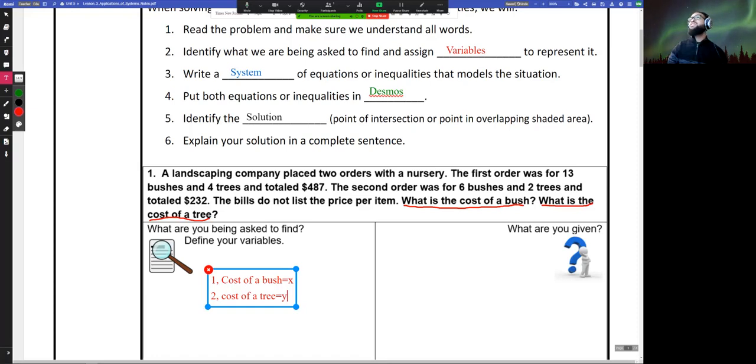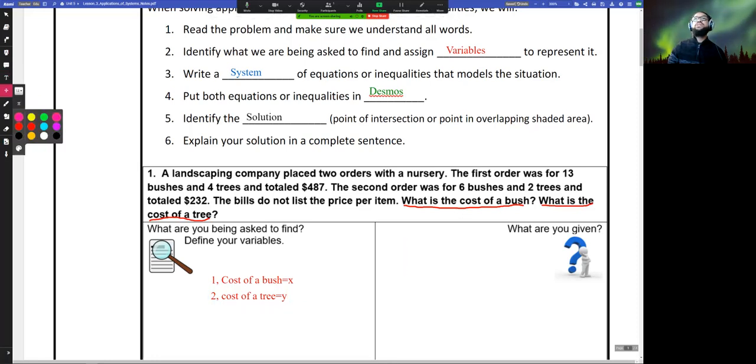So we got 2 different things. This is where our system comes from. They had an order that was for 13 bushes and 4 trees, and then a second order that was for 6 bushes and 3 trees. To write this part out, let's switch to my equation editor. I don't have a blue color here, so I'll stick with the pink. When we do our first equation, the first order right here, where it says the first order was for 13 bushes and 4 trees.